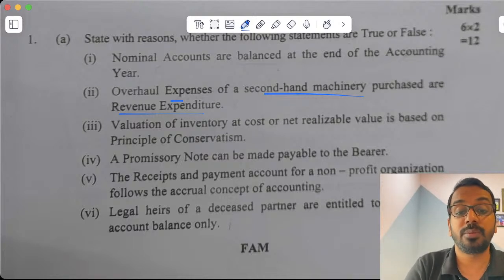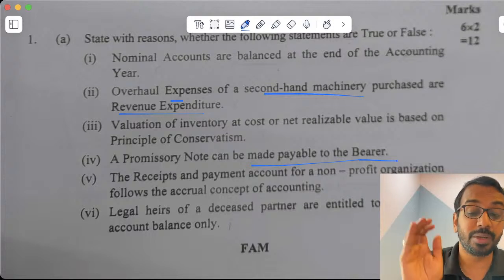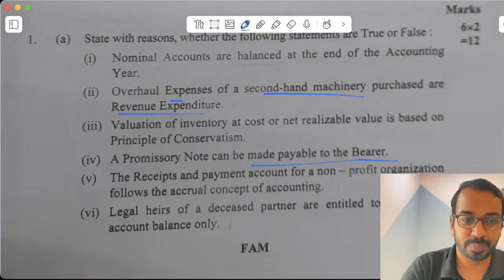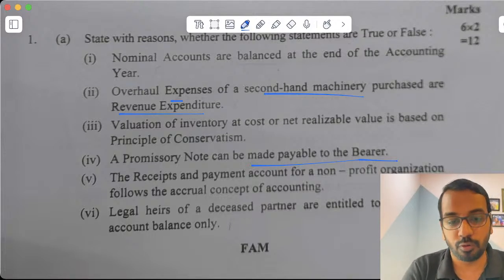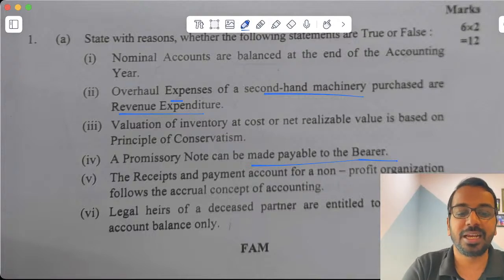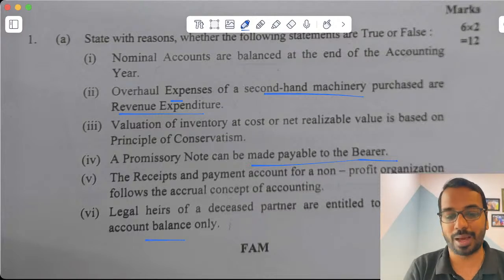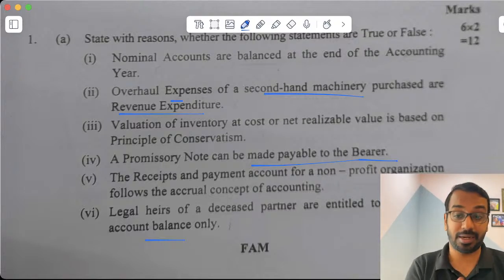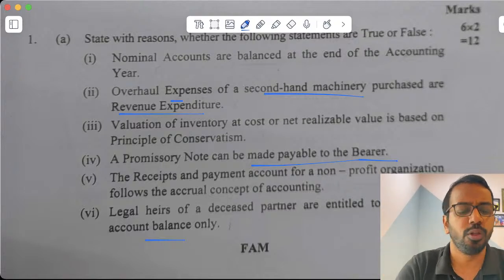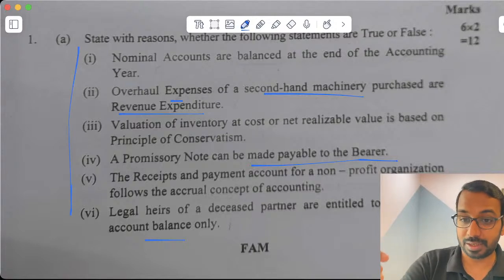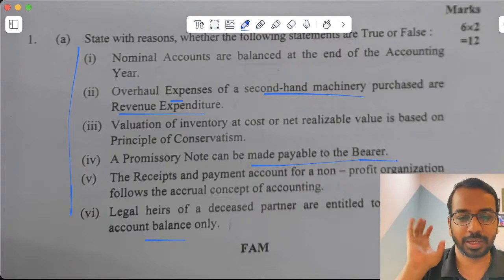A promissory note can be made payable to the bearer. It cannot be made payable to the bearer. Only RBI can make it payable to the bearer. The receipts and payment account of an NPO follows the accrual concept. Receipts and payment follow the cash concept. Legal heirs of a deceased partner are entitled to his capital account balance only. Not only the capital account balance: the share of profit and all of those things, the reserves, the current account, they have a right to. So very simple and straightforward questions, and I hope all of you have done it right. 12 out of 12 should be here without any problem.